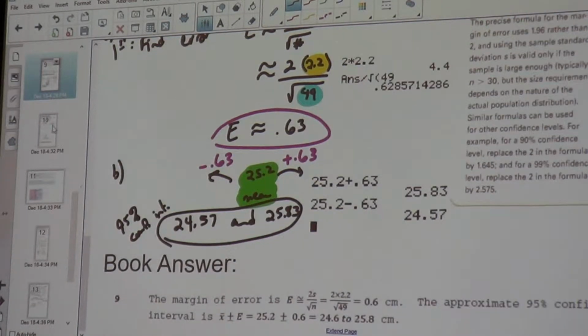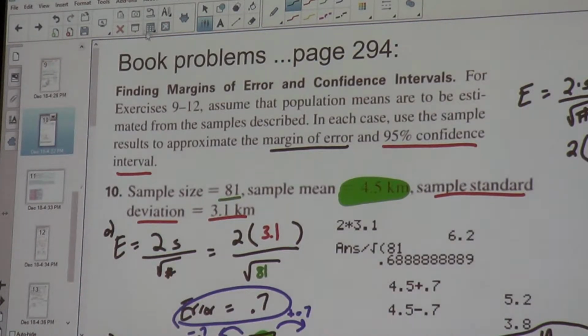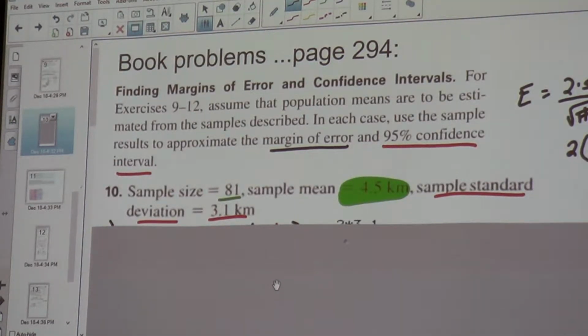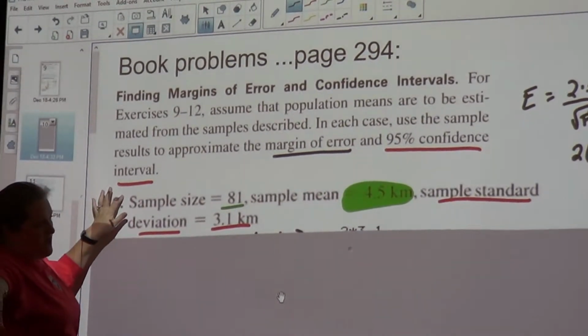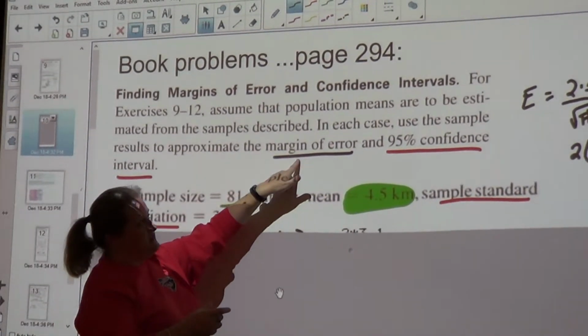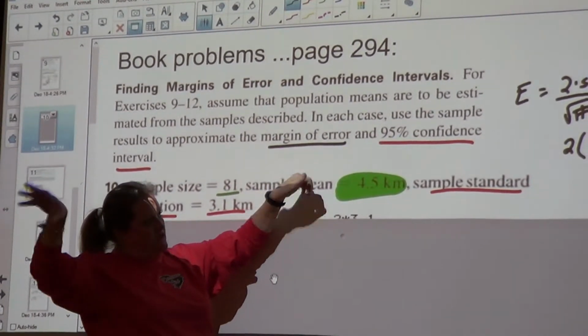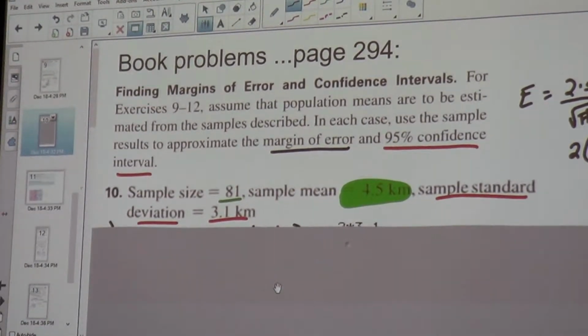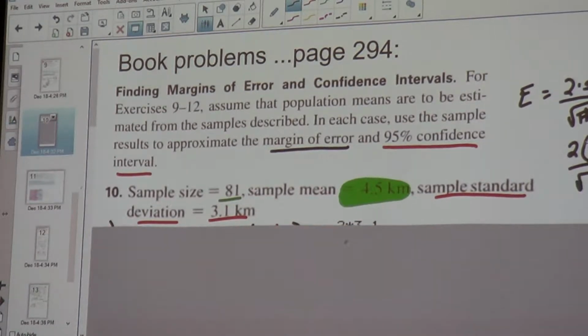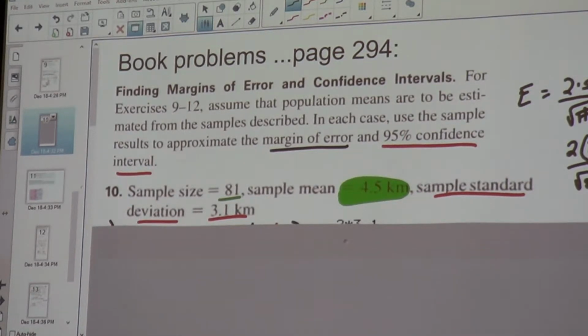Okay, I'm done with this page. Let's go on. Now this problem. It says we have 81 people in the class. The average is 4.5. The standard deviation is 3.1. It says give the margin of error and then find the confidence interval, which means wiggle off of that. So we're going to do 2 times the standard deviation, 2 times 3.1 divided by the square root of 81, because there are 81 people in the group. We cool?